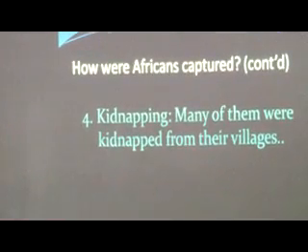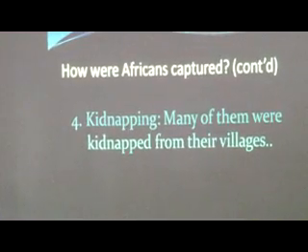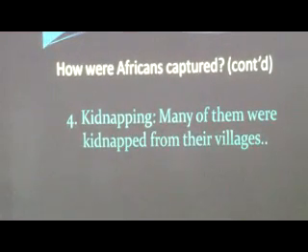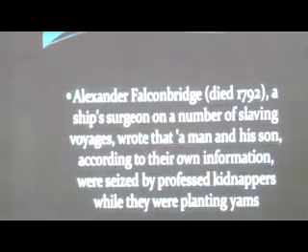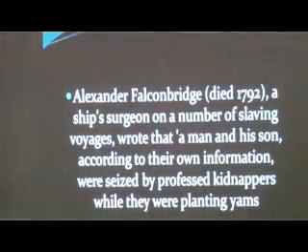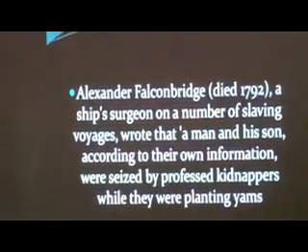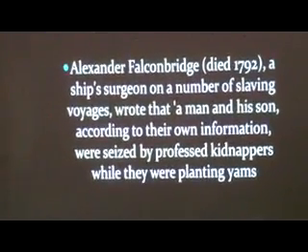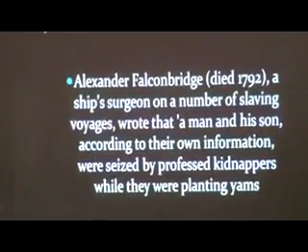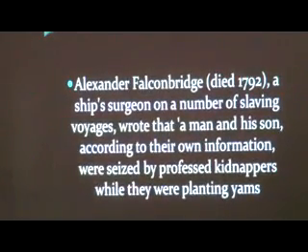Number four, kidnapping. Many were kidnapped from their villages. Alexander Falconbridge, a ship's surgeon on a number of slaving voyages, wrote, "A man and his son, according to their own information, were seized by professed kidnappers while they were hunting yams."